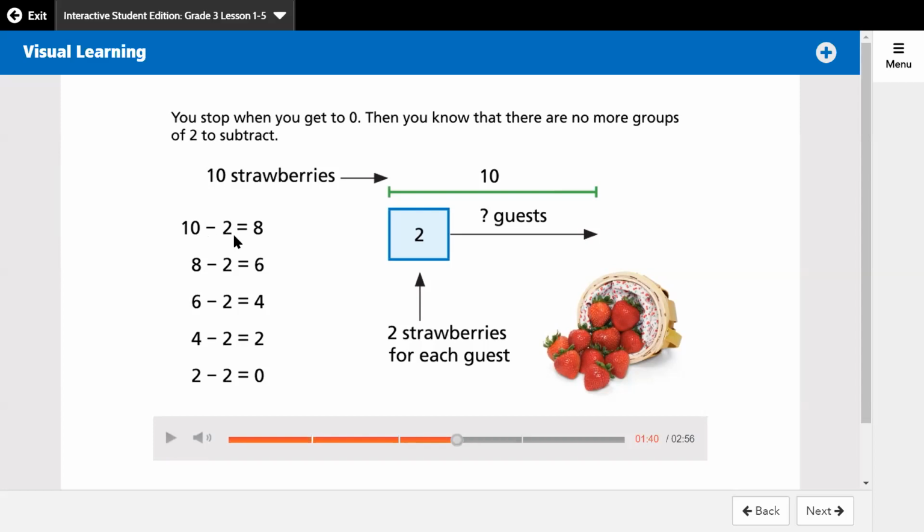Skip counting backwards by 2, you get to 8. Take away 2 more, you get to 6. Take away 2 more, you get to 4. Take away 2 more, you get to 2. And then take the last 2 and you get 0. So this tells us how many times we can take away 2. If we count up our 2's here, we go 1, 2, 3, 4, 5. That means that there are going to be 5 groups of 2 to make our 10 total again.